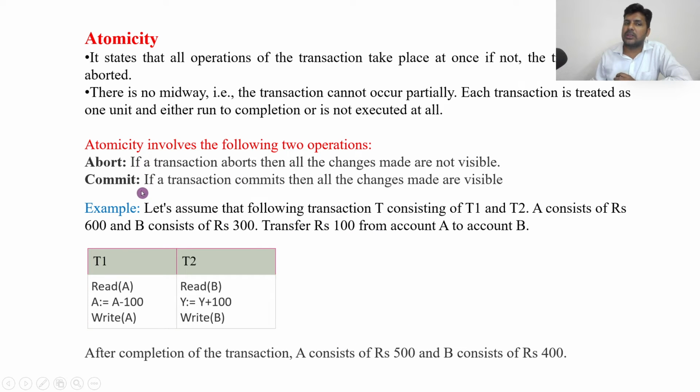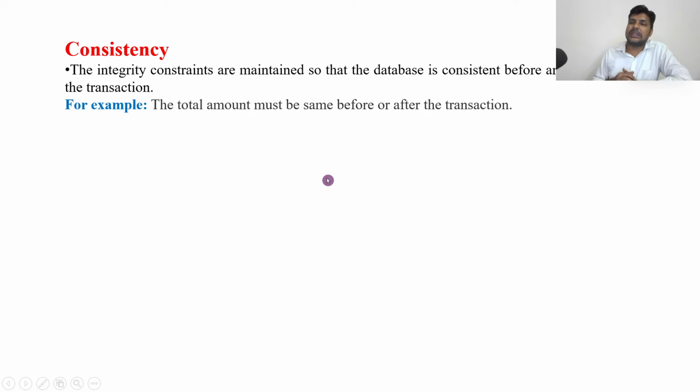So it will either commit or abort. If a transaction is successful, it will commit. That means it will change permanently. If the transaction fails, it will not change the database. Okay, that's atomicity. Now let us go to consistency.